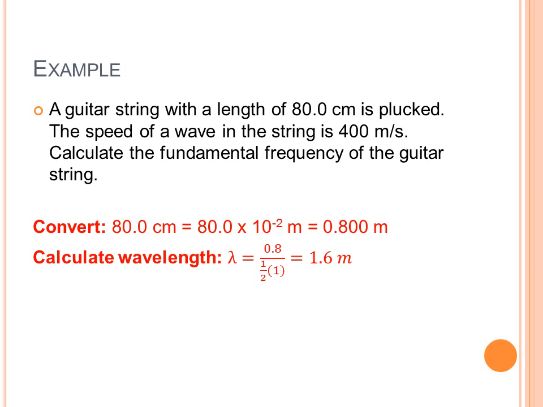Next, I want to calculate the wavelength. Now the problem says, calculate the fundamental frequency. Why am I not calculating frequency? Well, because in order to calculate frequency when I have speed, I need to know my wavelength first. So I can use the length of that guitar string, knowing that the fundamental frequency is my first harmonic, to determine the wavelength, which is just 1.6 meters.